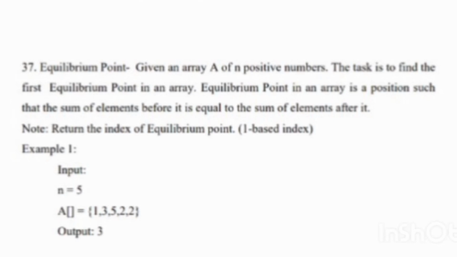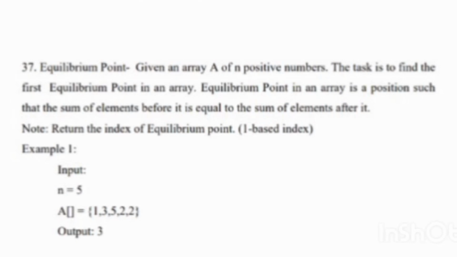Given an array of n positive numbers, the task is to find the first equilibrium point in an array. An equilibrium point in an array is a position such that the sum of elements before it is equal to the sum of elements after it. Now you can easily understand that the equilibrium point is nothing but the sum of higher indices equals the sum of lower indices. Note that we should return the index of the equilibrium point and it should be based on 1.